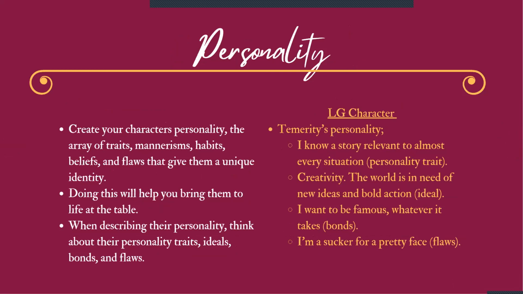So here are some examples of different parts of Temerity's personality. As a personality trait, we went with, I know a story relevant to almost every situation. For an ideal, we chose creativity. The world is in need of new ideas and bold actions. For bonds, we chose, I want to be famous, whatever it takes. And for flaws, I'm a sucker for a pretty face. And so all of these personality traits really exemplify her class and her race of a satyr and a bard, which are known to be very charismatic, very social.